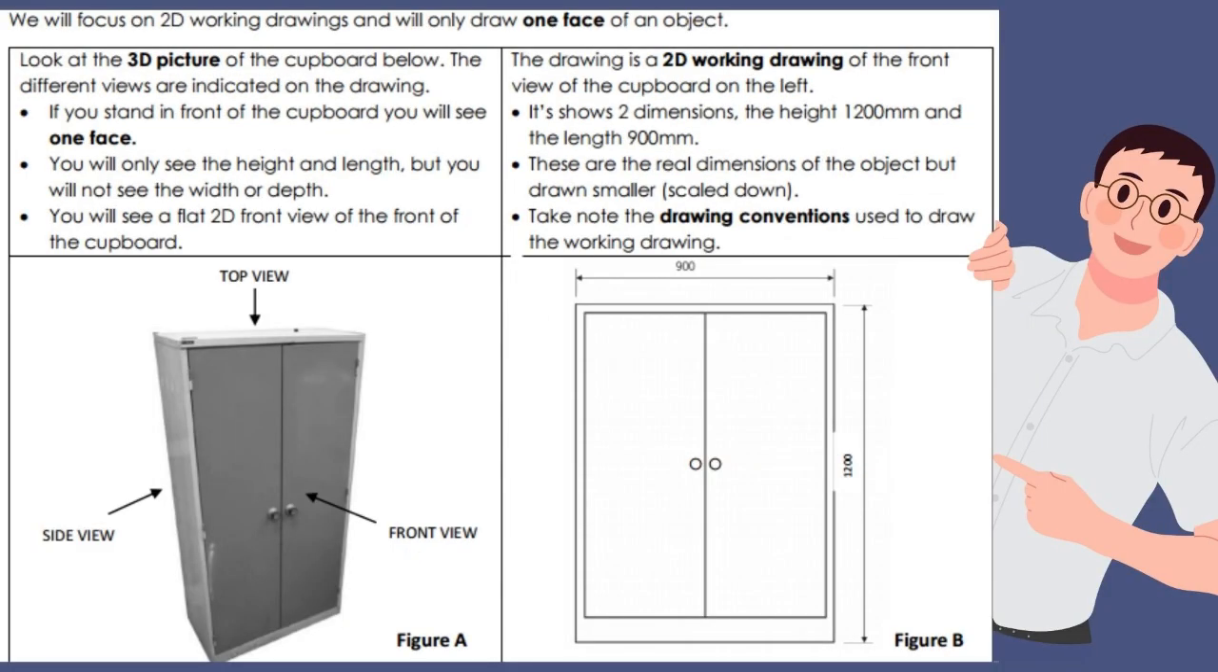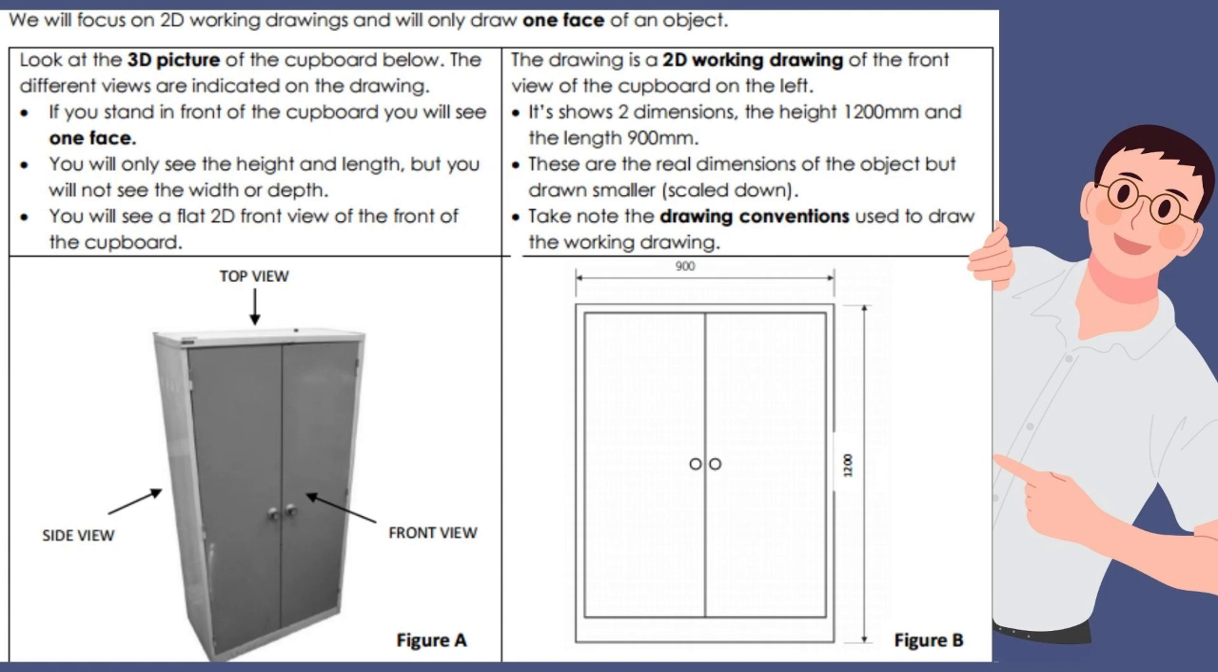We will focus on 2D working drawings and will only draw one face of an object. Look at the 3D picture of the cupboard below. The different views are indicated on the drawing. If you stand in front of the cupboard, you will see one face. You will only see the height and length, but you will not see the width or depth. You will see a flat 2D front view of the front of the cupboard.